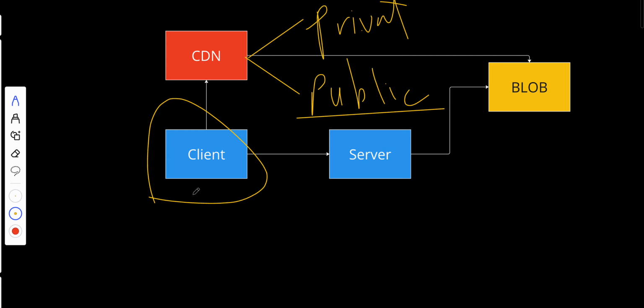A public CDN is a third-party service that allows businesses to deliver their content using a pre-existing global network of servers. Public CDNs are great for businesses that want quick and easy deployment, don't want to manage their own infrastructure, and need scalability without upfront costs. For example, startups and small businesses often use public CDNs like Akamai or Cloudflare to handle traffic spikes effortlessly.